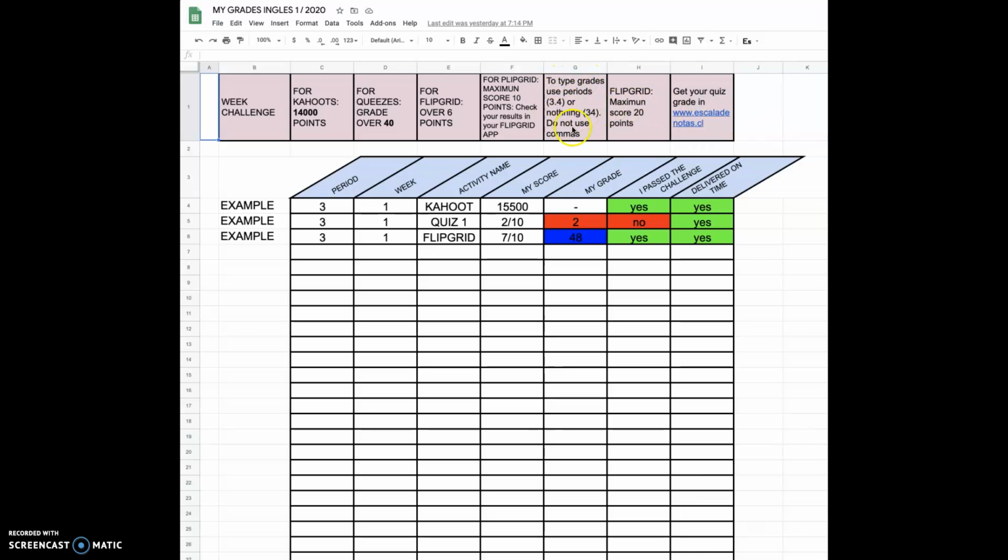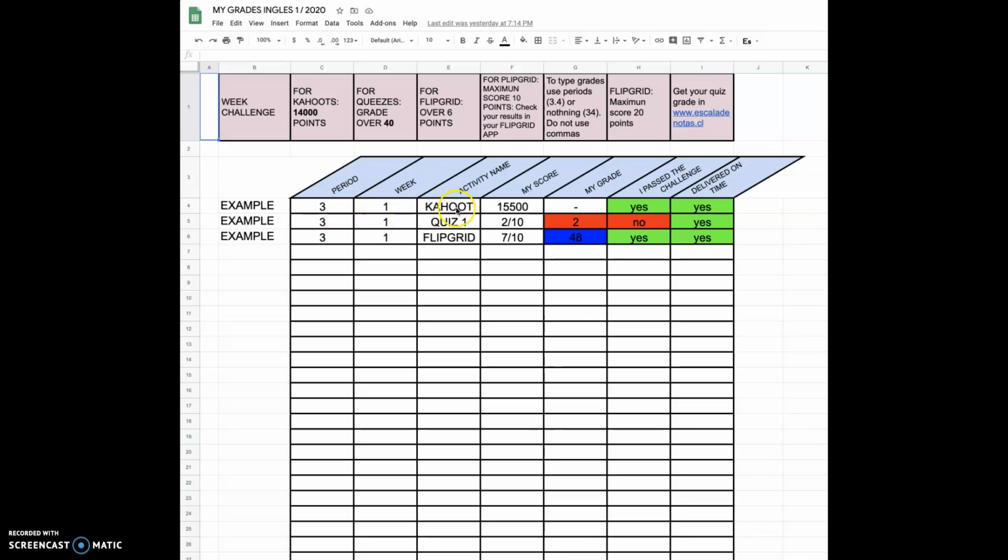Then you have to type the grades like this, with periods or without a period, but no commas are going to be accepted. And you have to get your quiz in www.escaladenotas.cl. So here we have an example of period 3, week 1.